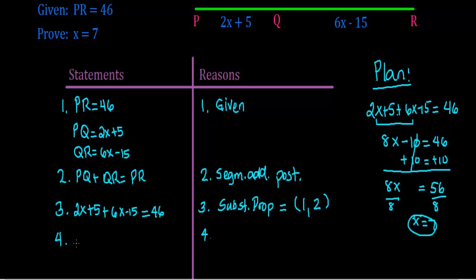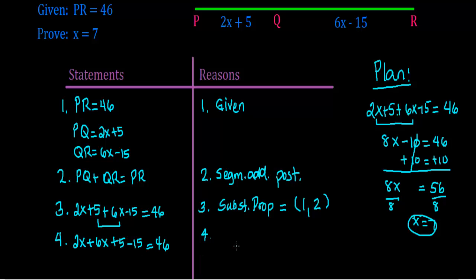So let's see how that works. Here's what I'm going to do. I'm going to join 2x plus 6x. And this step that I did here, plus 5 minus 15 is equal to 46. I joined the variable terms together, and I joined the numbers together. And what I did here was I took 5 and 6x and I switched their positions. Instead of having 5 plus 6x, I have 6x plus 5.